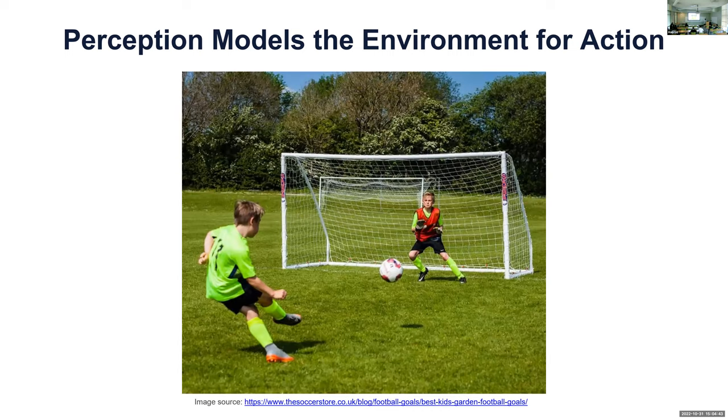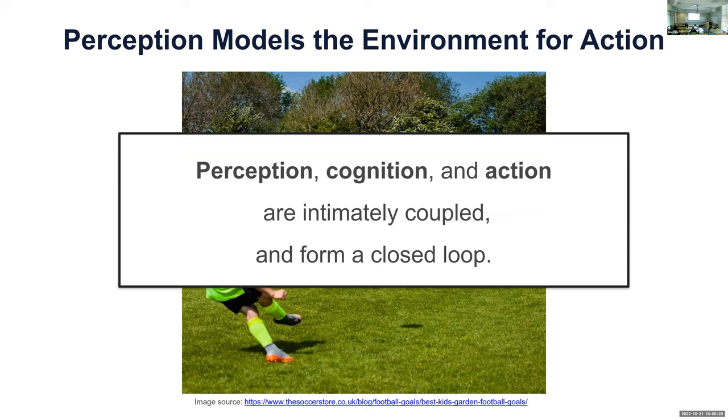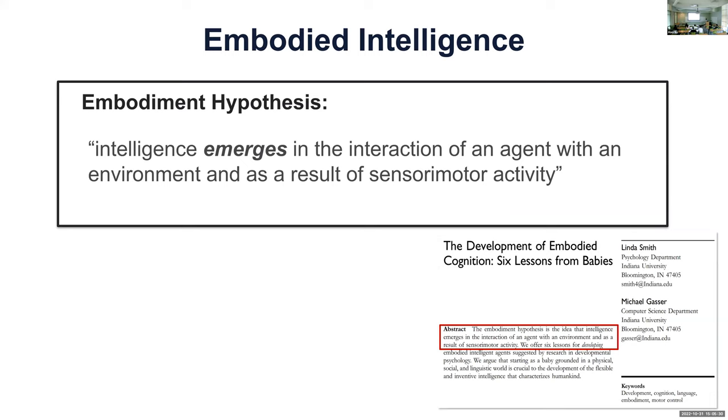A second example is soccer. Professional soccer players are very good at controlling the flight curve of the ball. They know which part of the ball should be kicked by which part of the foot, even under certain airflow conditions. I can't say arbitrary curves, but there are some very impressive ones. This is achieved by trial and error, by playing many, many times. So our evidence is that perception, cognition, and action are intimately coupled and form a closed loop.